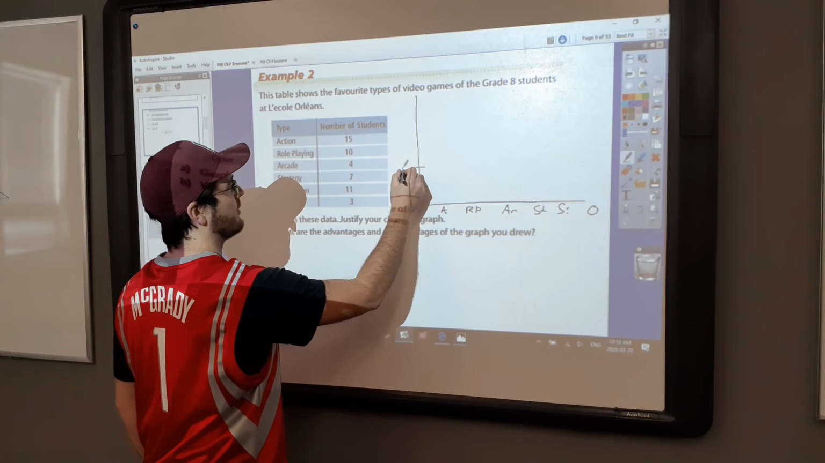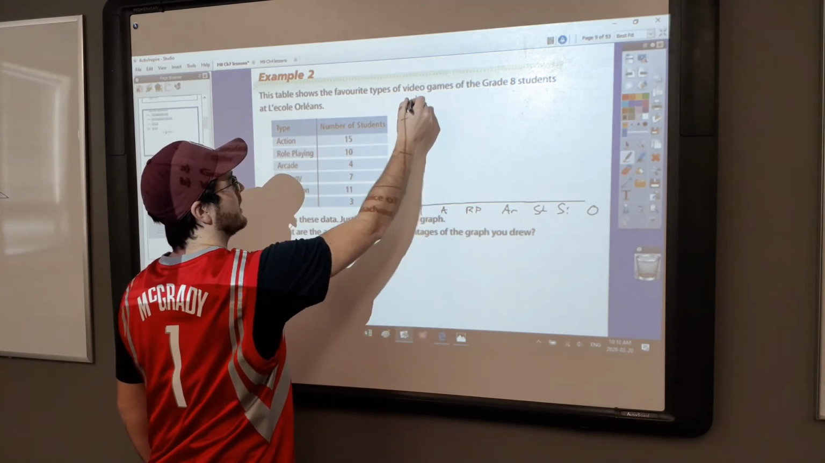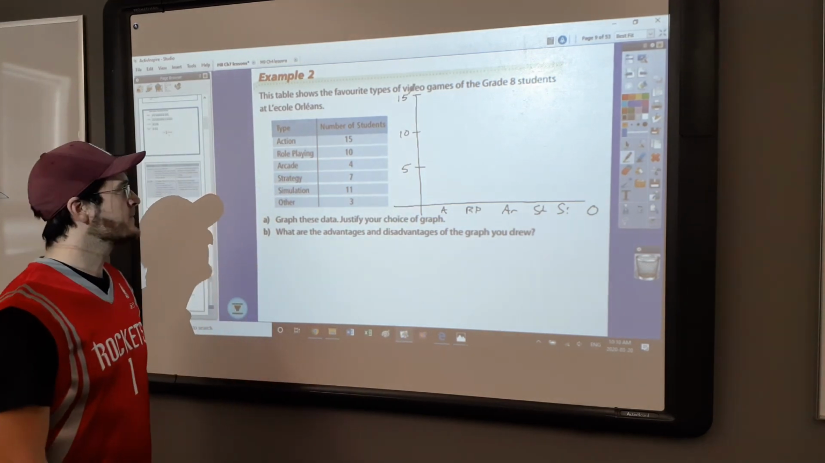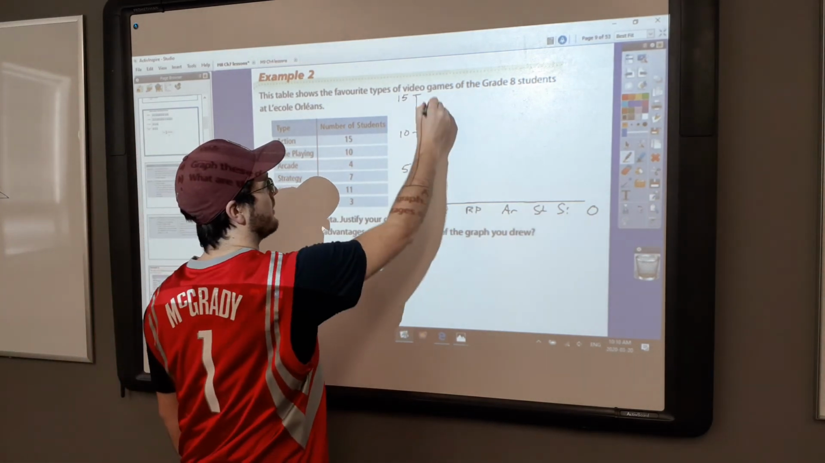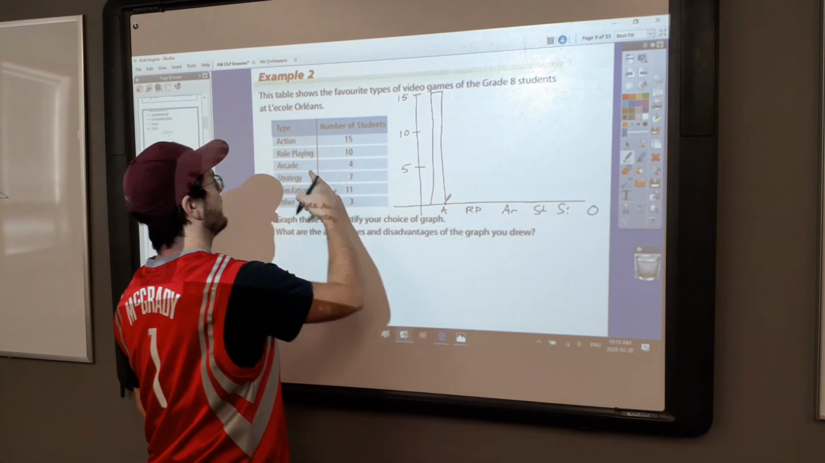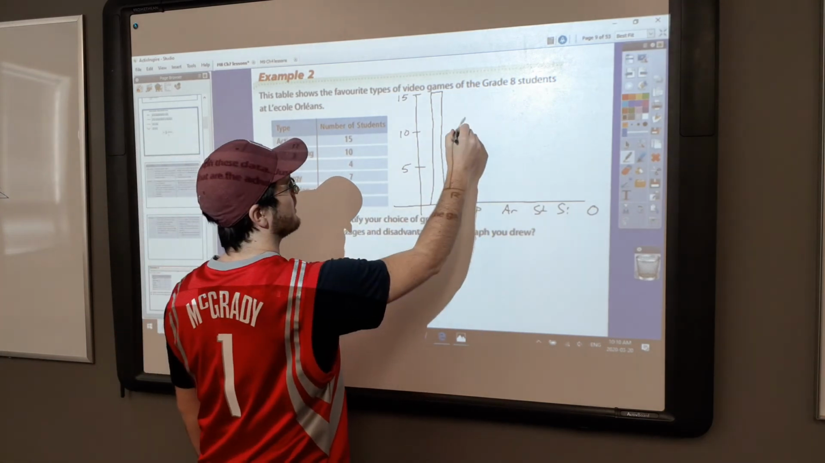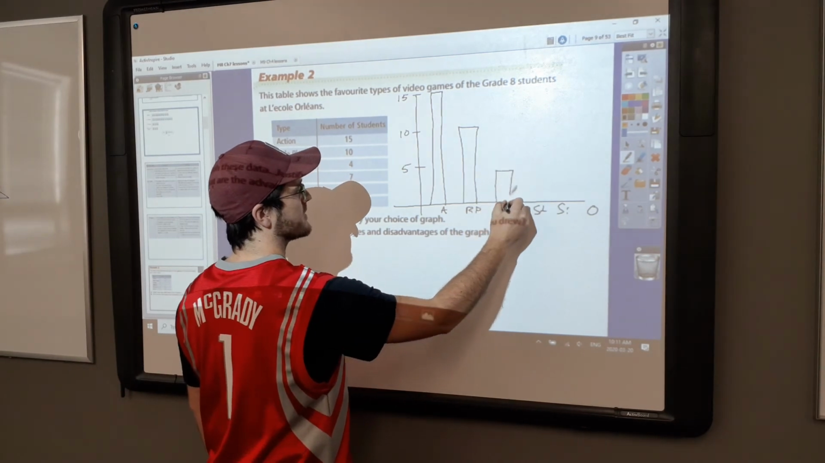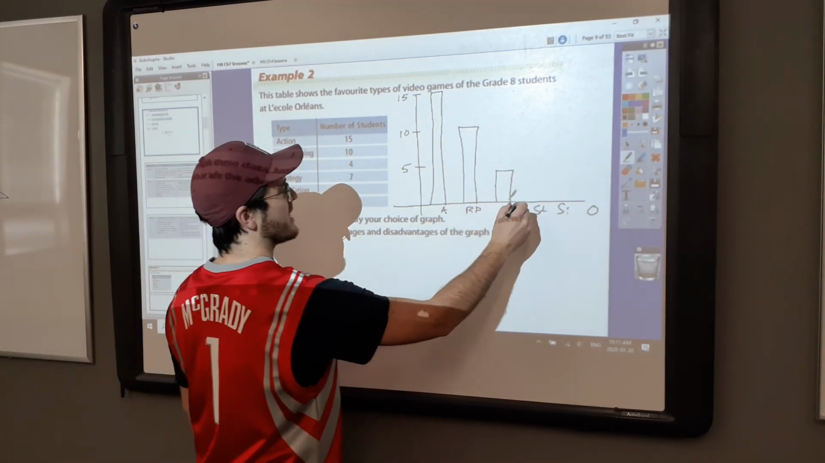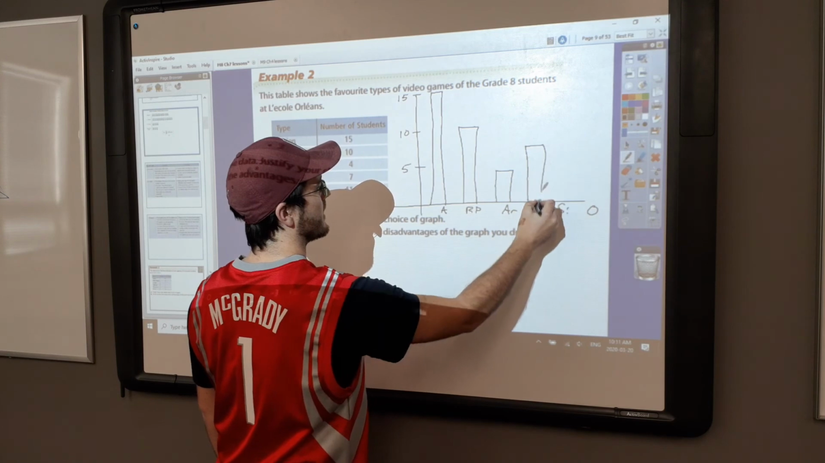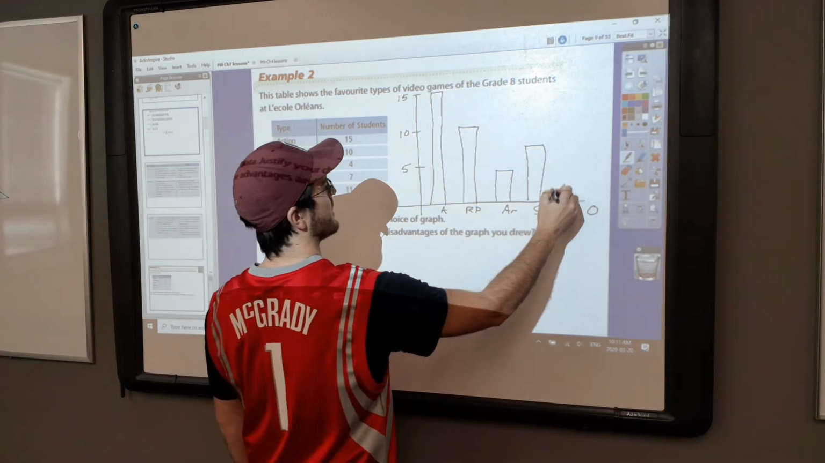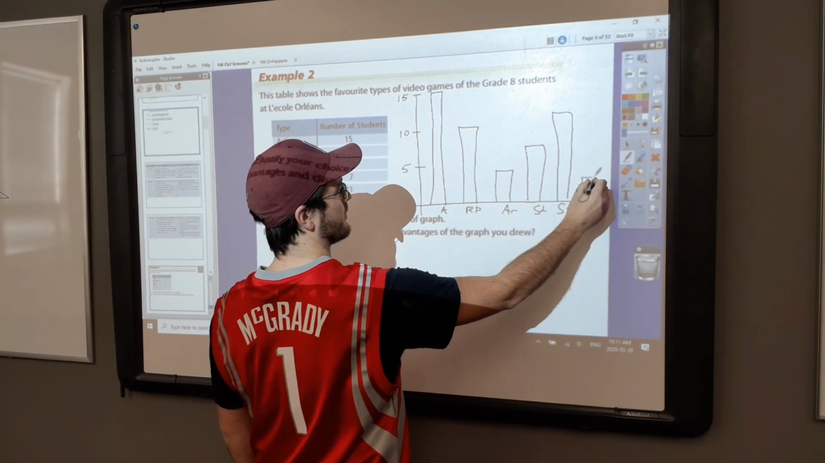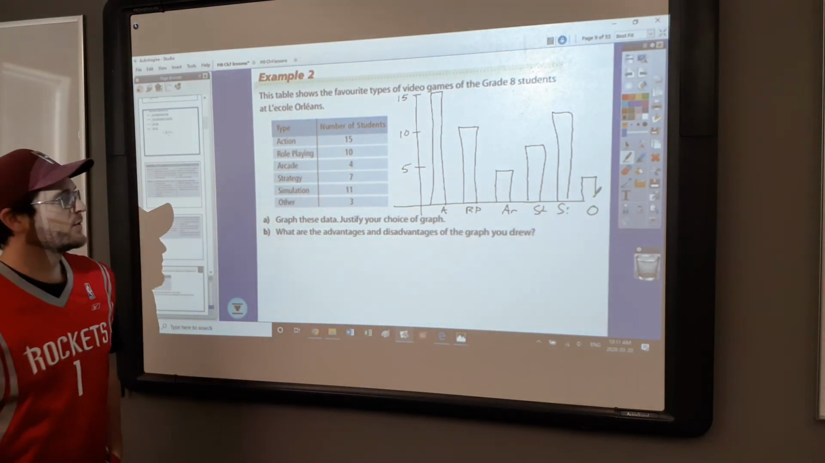So if I just did 5, 10, and 15, then I can roughly estimate how big these bars need to be. So for action, I would have up to 15. Role playing is 10. Arcade is 4, so just a little less. Strategy is 7, somewhere there. 11 for simulation, and then other is 3. Okay, so there's my graph.